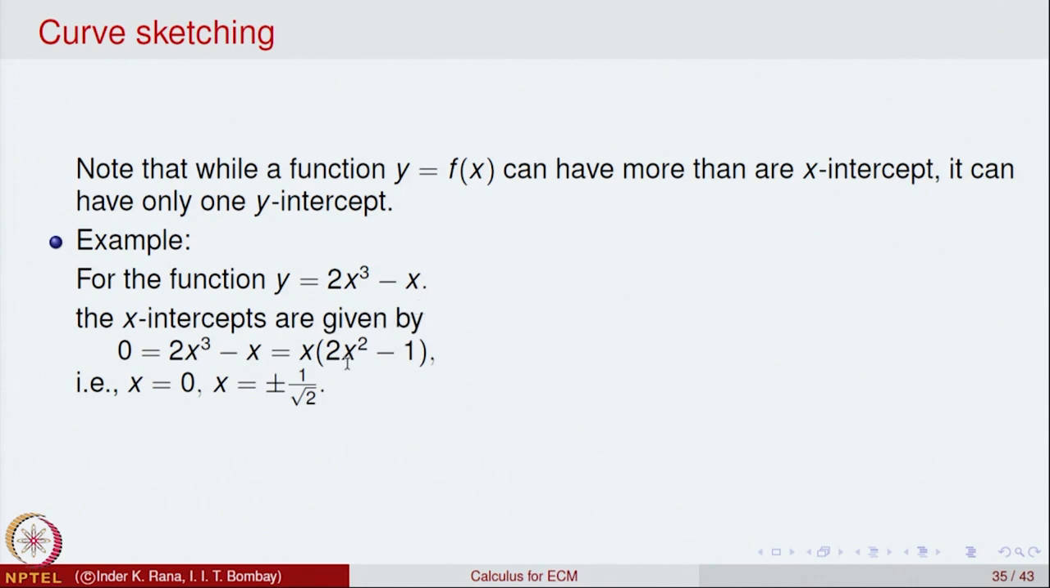2x cube minus 3 minus x, you put it equal to 0. So, you get x into 2x square minus 1. So, x is equal to 0 and x is equal to plus minus 1 over square root 2 are the values. So, the graph passes through the points 0 comma 0, plus 1 over square root 2 comma 0 and minus 1 over square root 2 comma 0. The y intercept is y equal to 0, because when you put x is equal to 0, you get y equal to 0. So, it passes through the point 0 0. These are the points through which the function has to pass.